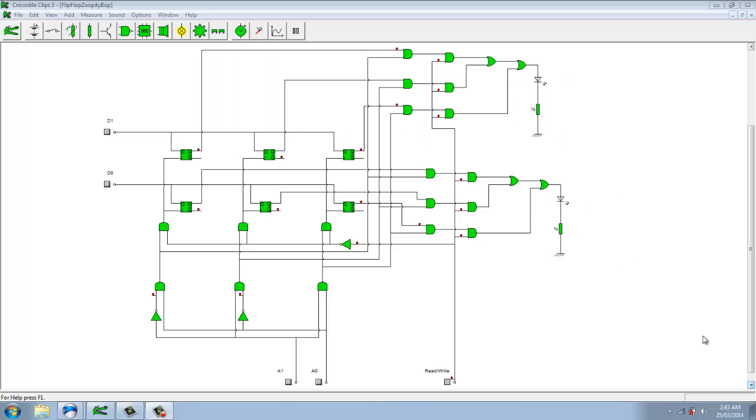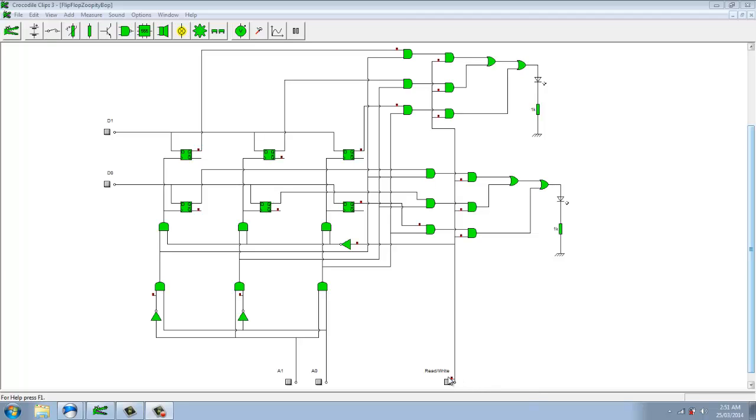It's important to note that the flip-flops must be set to run in both asynchronous mode and to be triggered on a positive edge. Asynchronous mode means that the flip-flops run independent of the clock, and being triggered on a positive edge means that when the read-write switch is low, the flip-flops will be written to. Let's take an in-depth look at the read and write switch.